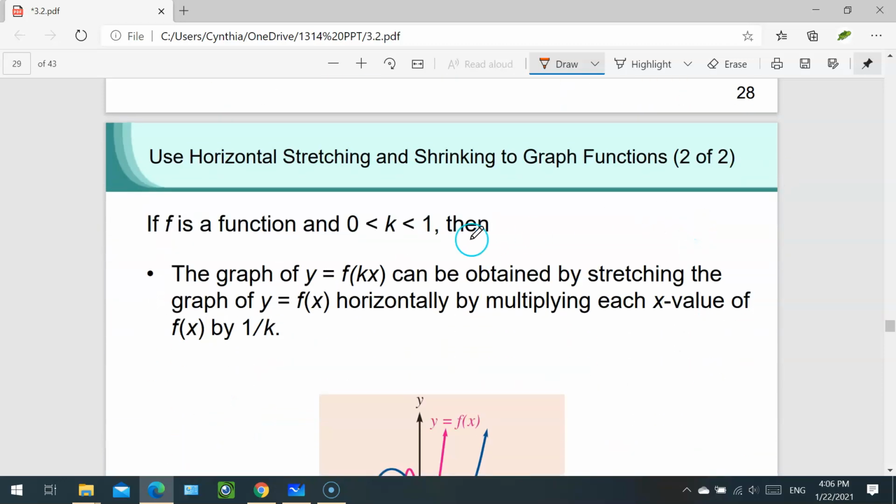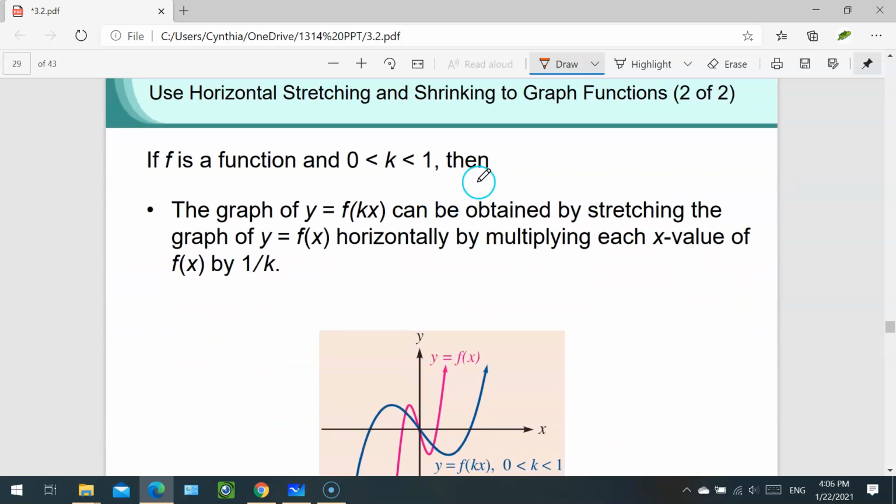Another case would be when k is between 1 and 0. And keep in mind that here, your k value is a positive value, and it just depends on whether it's bigger than 1 or between 1 and 0. So when k is multiplied inside the parenthesis of the function and k is between 1 and 0, in that case, you will have the horizontal stretching.